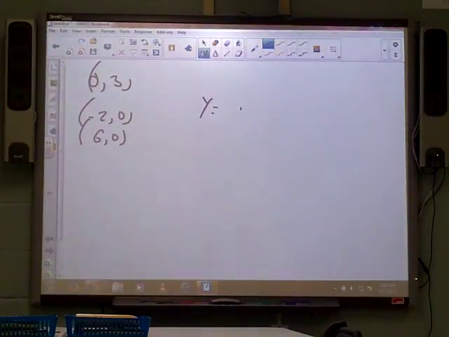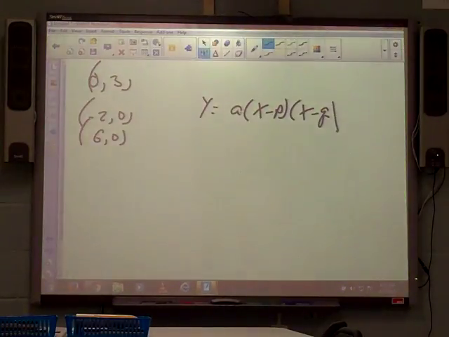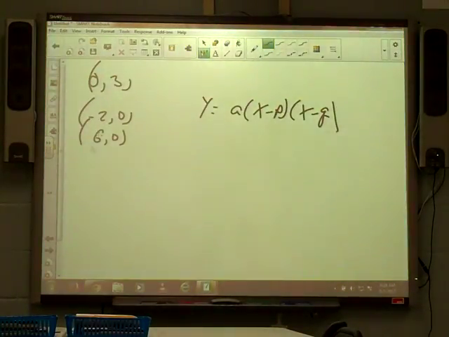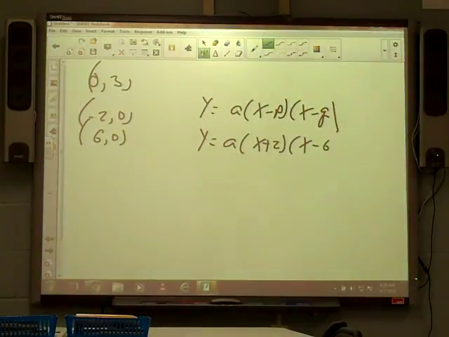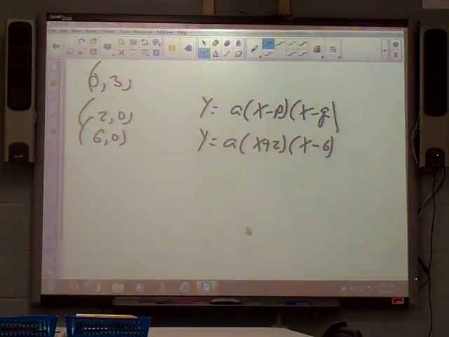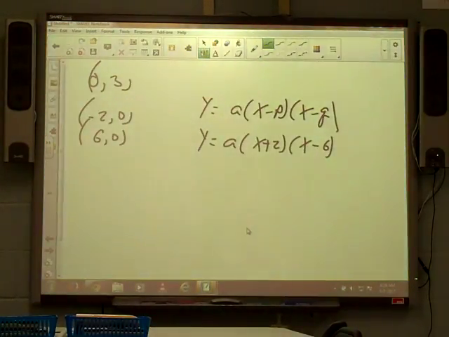Intercept form is a times x minus p times x minus q. -2 and 6 are what you're plugging in the p and q spots. Now you have to do the opposite sign on them. So it's going to be y equals a times x plus 2 times x minus 6. You can't leave it there though. Remember when we did these in class, we had to solve for a? That's why they gave you another random point, so you can plug that in the y's and the x's and solve for a.